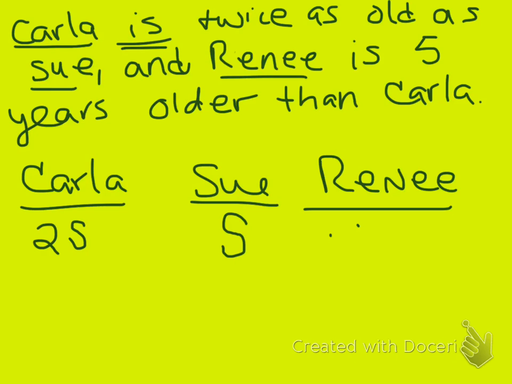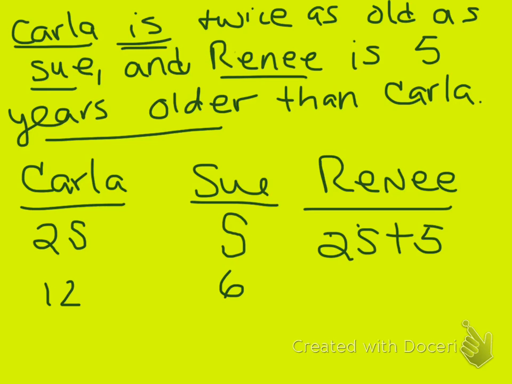Then we come to Renee. Renee is 5 years older than this one. And older just means we're going to add 5. So we have the 2S plus 5. Okay? All right. Now, if you're doing a homework or a test, you might just put some numbers in here. So if you just said that this was 6, that would mean that Carla's 12. And that would mean that Renee is twice that, plus 5. So 29. Yes. Okay, let's make sure this works.